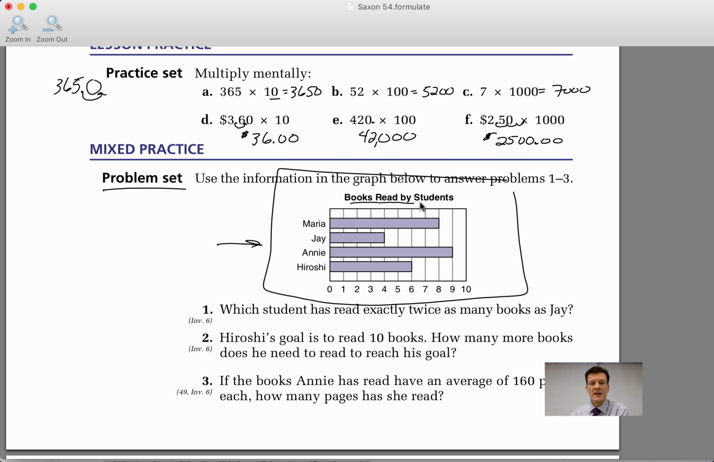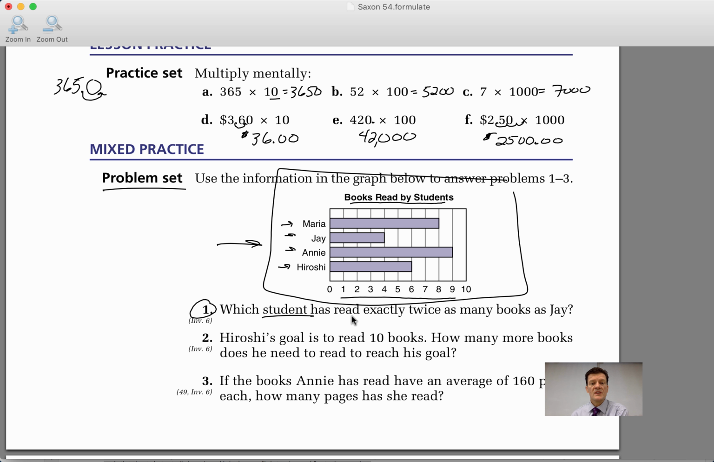You have to look at the title, you have to look at each name, figure out what is being graphed here. Make sure you look at your numbers and the scale of those numbers. Are they counting by 1s, 2s, 3s, 4s? Are they counting by 10s? Okay? And then read all of the data very carefully.